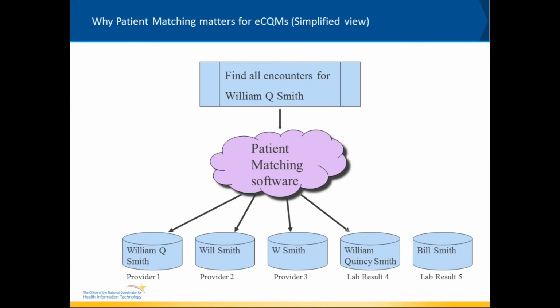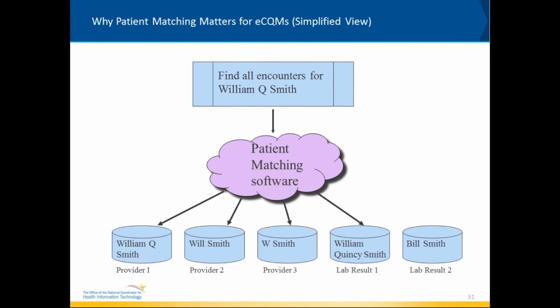So why does patient matching matter for electronic clinical quality measures? Well, this gives you a really simple example. Imagine that you wanted to find all encounters for William Q. Smith. And we're trying to pull data from a bunch of different places. So you can see there's a bunch of different providers and lab results coming in from different laboratories. And if I wanted to pull in data from the record of provider 1, which is William Q. Smith, versus provider 3, which has him as W. Smith, I would miss encounters that are coming from provider 2 through lab result 5. Now, if you go to the next slide, please.